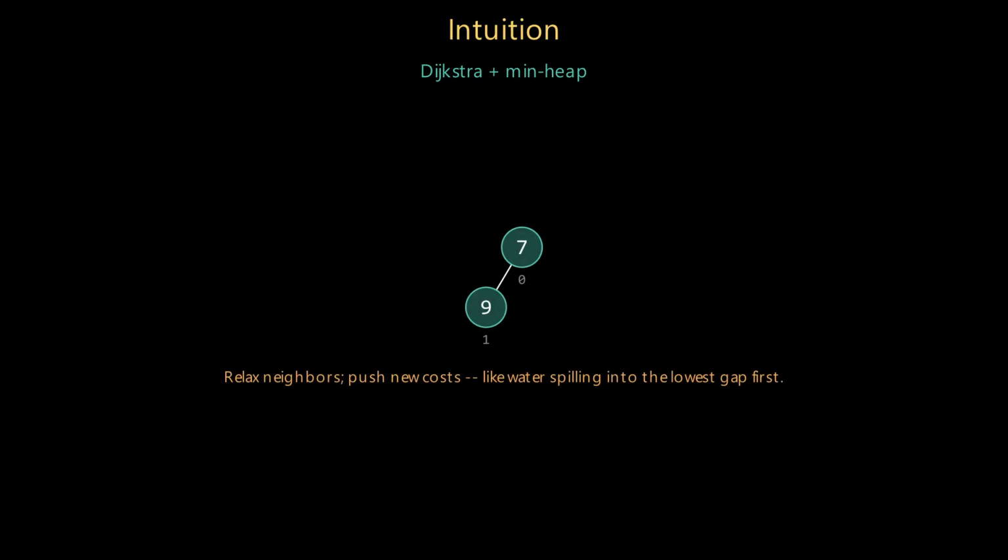Dijkstra on this graph keeps, for every cell, the best bottleneck discovered so far. A min heap always expands the currently cheapest frontier state. That behaves like water flooding the lowest unlocked neighbor first, so when you first reach the goal, the worst height encountered along the way is already minimized.